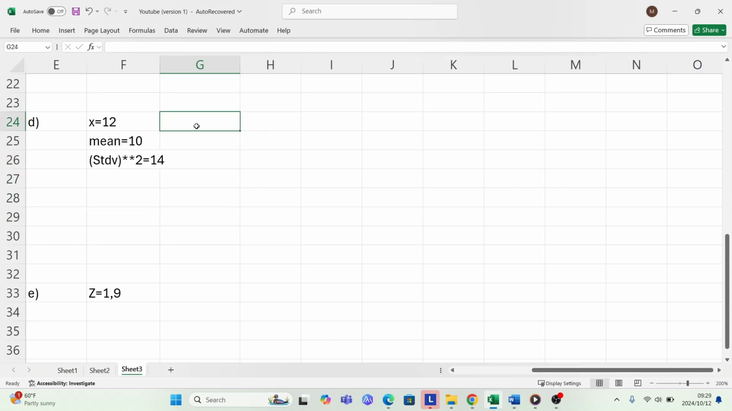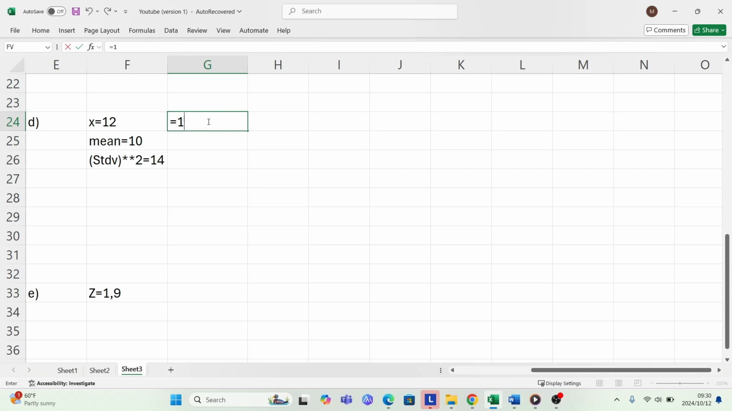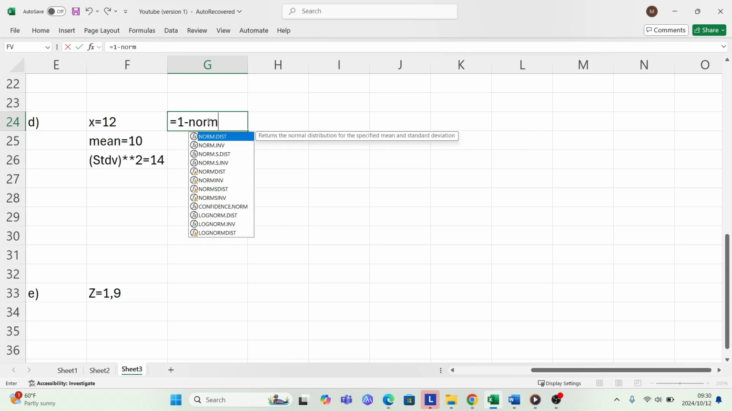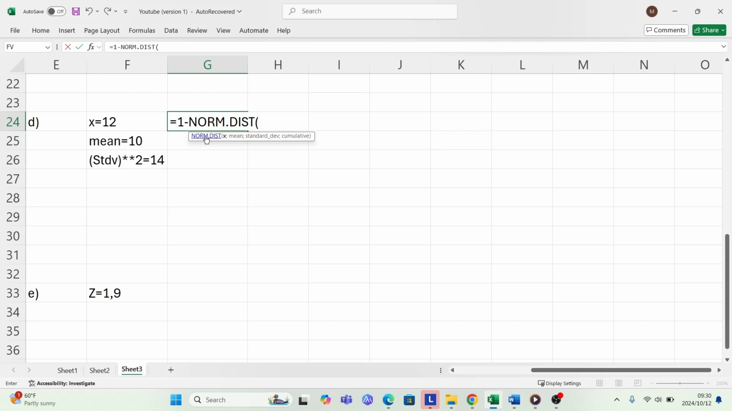So the fourth one, which is the x is 12, mean is 10, standard deviation to the power 2 is 14. So to formulate this one, could use equal 1 minus norm.dist. In this case, our x is 12 and mean is 10, comma, standard deviation, since this one is standard deviation squared, so we are going to get a square root of this one.